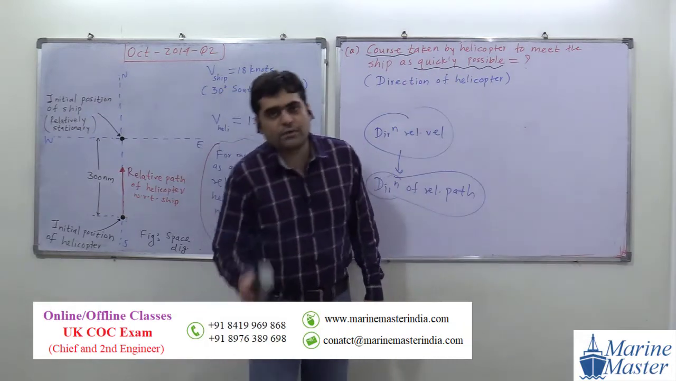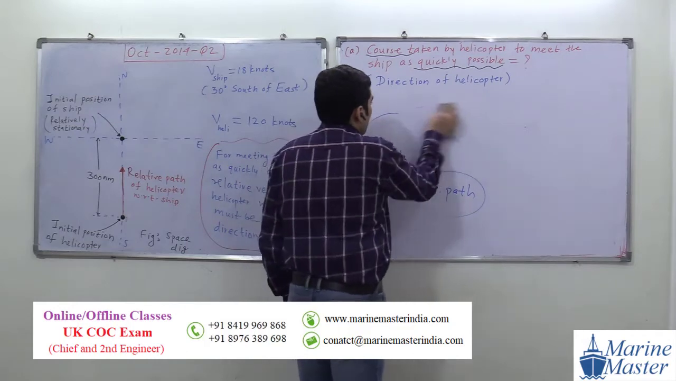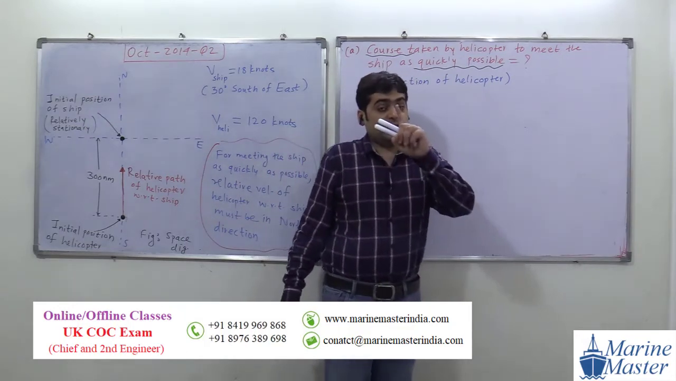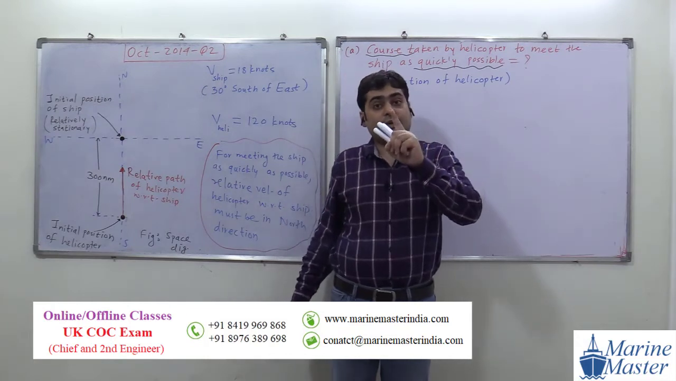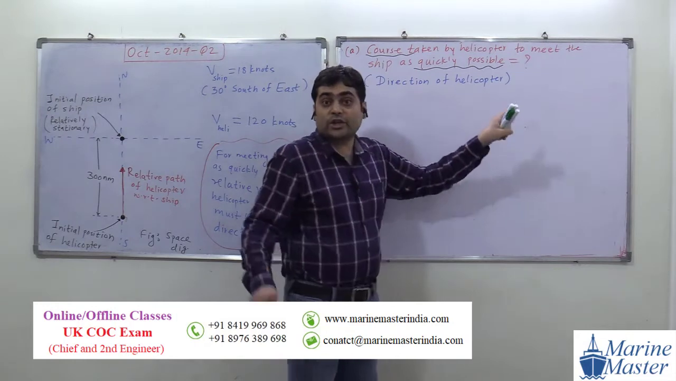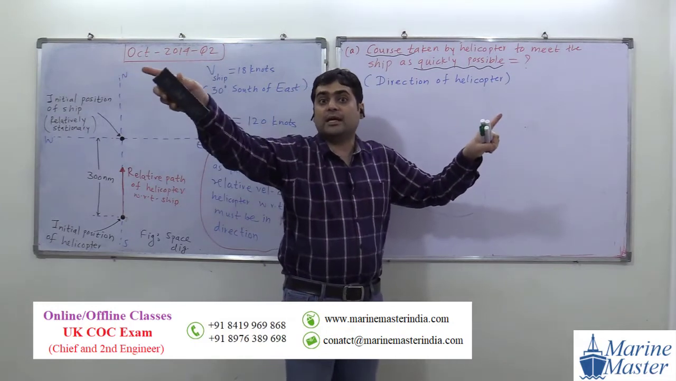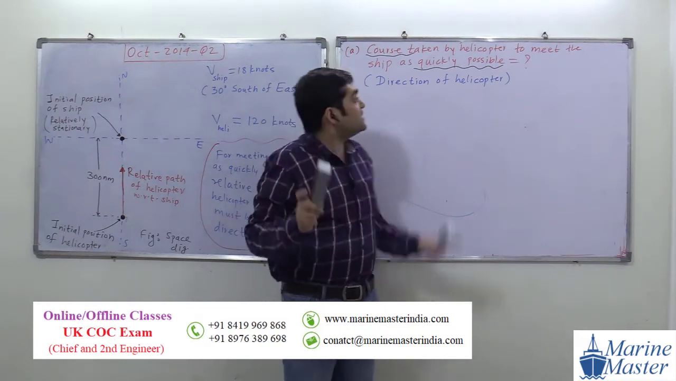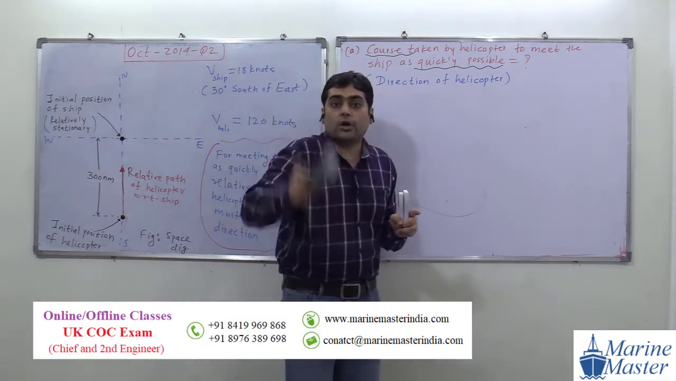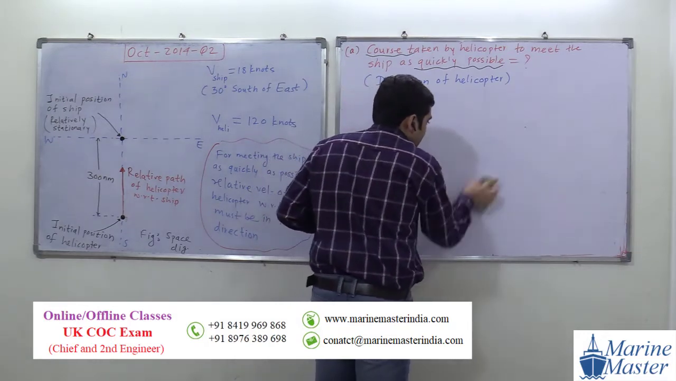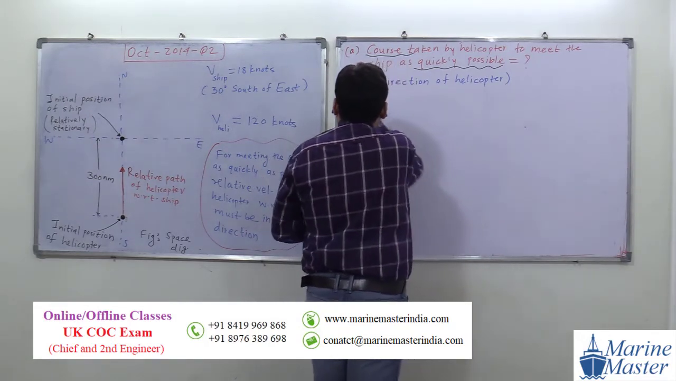So here we got the direction of relative velocity. But this is not the answer. What are they asking us in the question? They are asking us the direction of the absolute velocity of the helicopter. Try to see the point here, everyone.